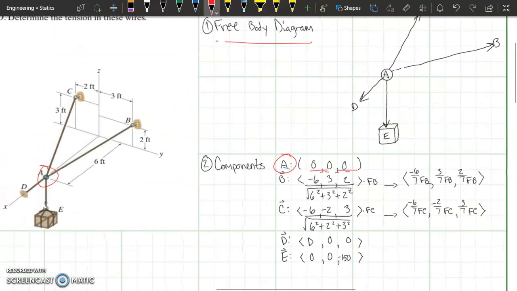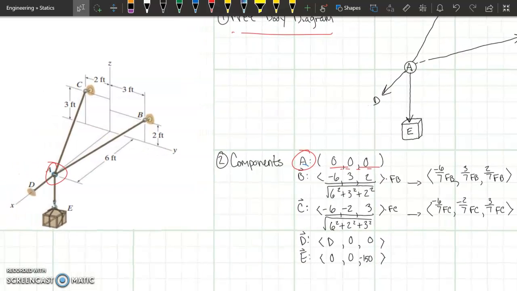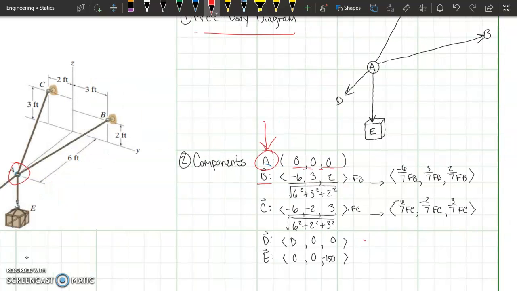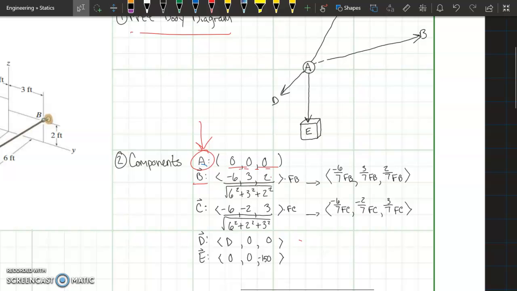Now to get these vector values, I like to take the final point, for example B, and subtract it from the initial point, which is A. So taking B minus A, I got -6, 3, and 2. Now to get a unit vector for that, I put that over the square root of those values squared. So for our B vector, I got the values -6/7 FB, comma, 3/7 FB, comma, 2/7 FB.